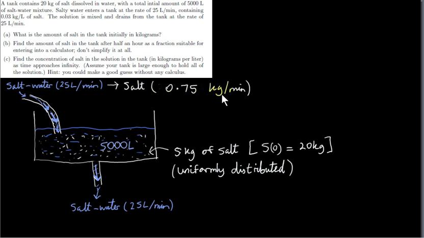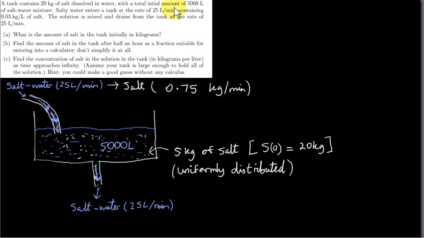Now again, this is a uniform rate. That's the assumption here. So in 1 minute, 0.75 kilograms enters the tank. In 2 minutes, 2 times 0.75, or 1.5 kilograms, will enter the tank. In 30 seconds or half a minute, well then half of this number of kilograms will enter the tank.